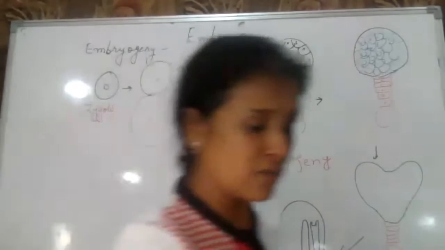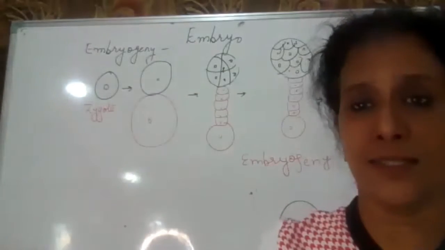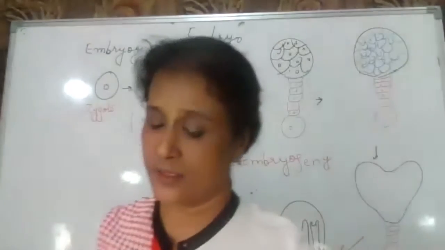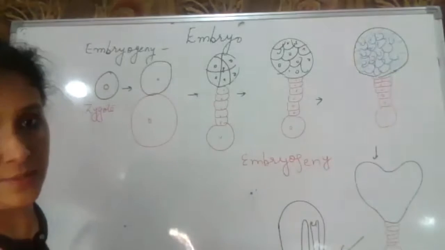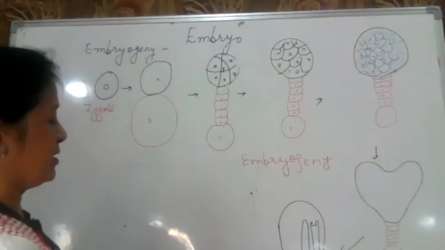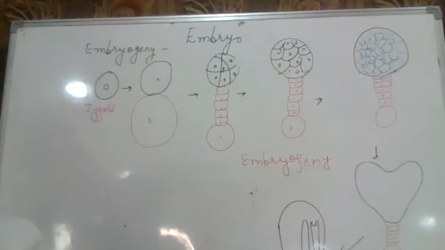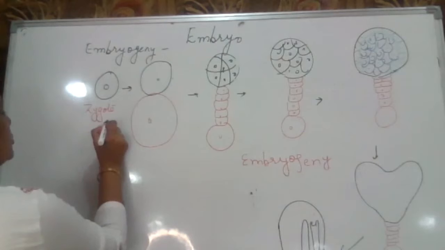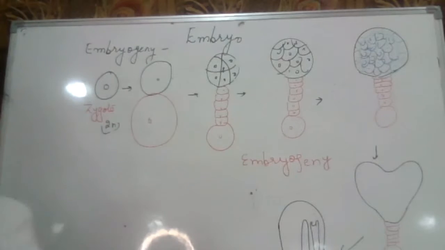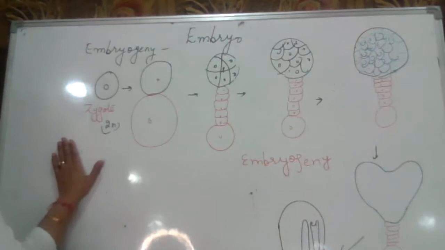How is this zygote formed? We have done that zygote is formed as a result of syngamy, that is fusion between the male and the female nuclei gamete. So this zygote is a 2N structure. We have done that the endosperm is a 3N structure, zygote is a 2N structure.